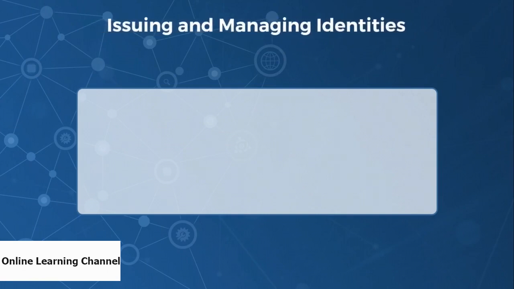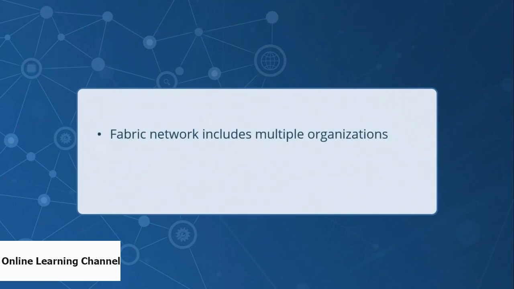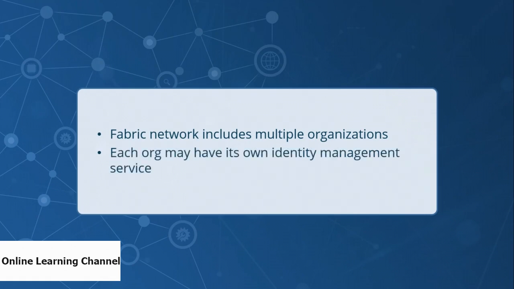Fabric is meant to be an enterprise-grade blockchain service, and it is also expected that a Fabric network could include multiple organizations. Now, when you have such a system in place, it is possible that each of the organizations will have their own identity management service. And as long as those identity management services issue identities in the form of digital certificates, then it is possible for those same certificates to be used for members to connect to the Fabric network.